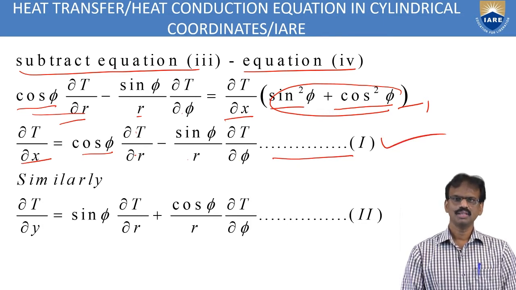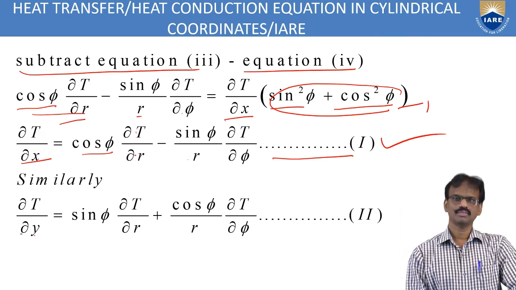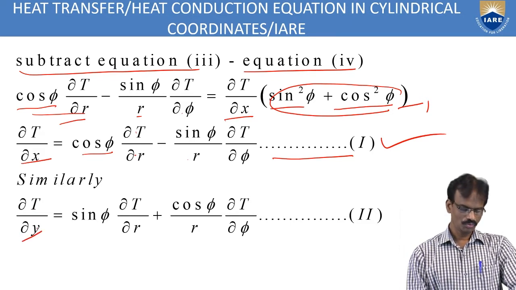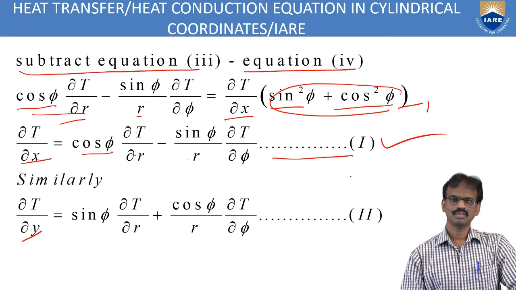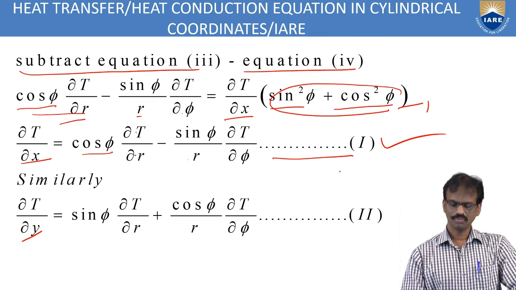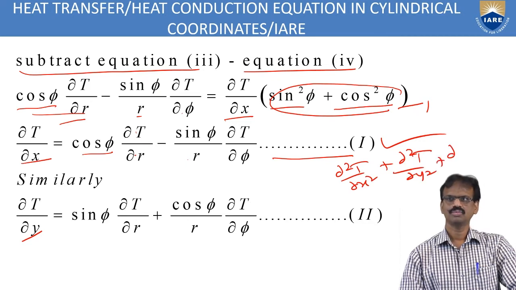Okay. So similarly, how to find out the ∂T/∂r, okay? ∂T/∂y. Okay. So according to the first equation, in the Cartesian coordinate system, you know the formula: ∂²T/∂x² plus ∂²T/∂y² plus ∂²T/∂z². So this is equal to 0.